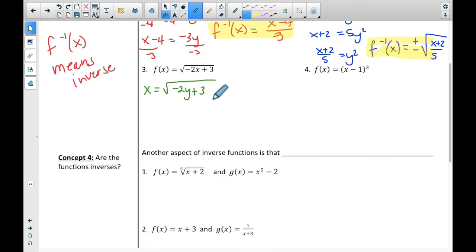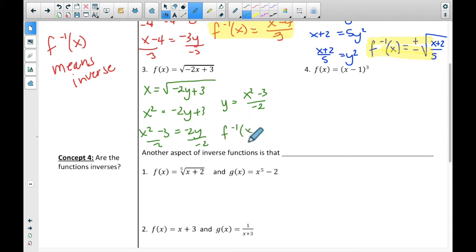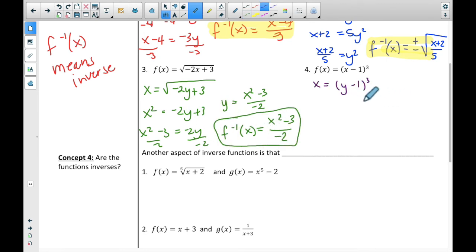All right, let's try another one. We want to change our x and y, and now we want to solve for y. So I need to square both sides. And then I need to subtract my 3. And finally, I need to divide by negative 2. And so I get y is negative x squared minus 3 all over negative 2. I might want to rewrite that, I probably do, into function notation and have my inverse of f of x is this. Okay, last one real quick.